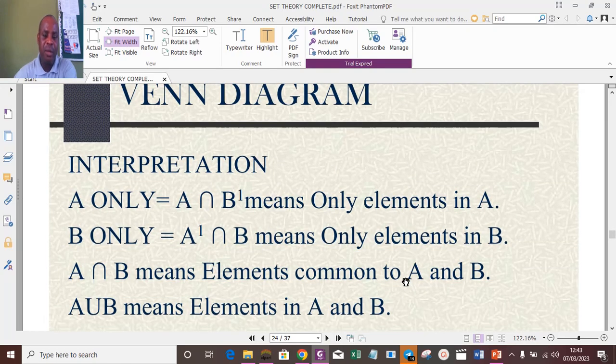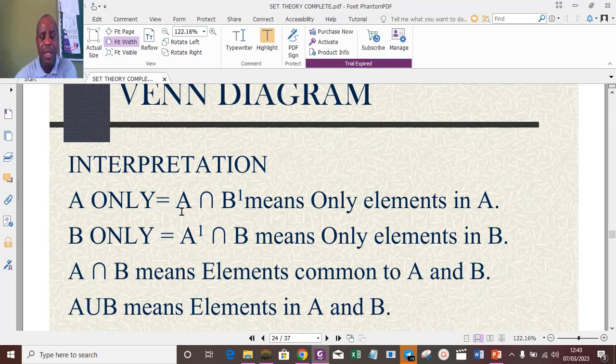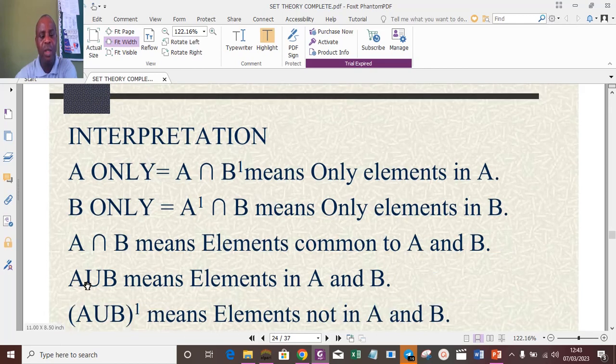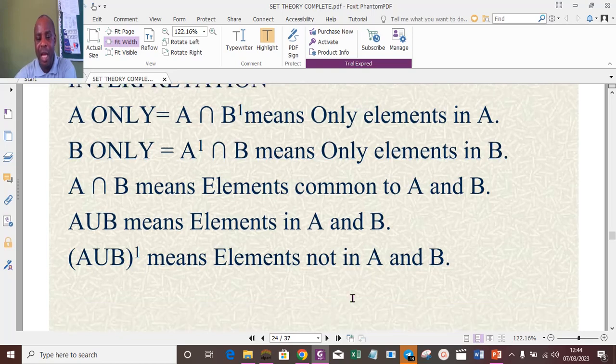Okay, now this is just the write-up of the diagram. A only means A intersection B prime. It means only elements in A. B only means A prime intersection B, only elements in B. A intersection B means elements common to A and B. I've explained that one. A union B means elements in A and B. Then (A union B) prime means elements not in A and B.